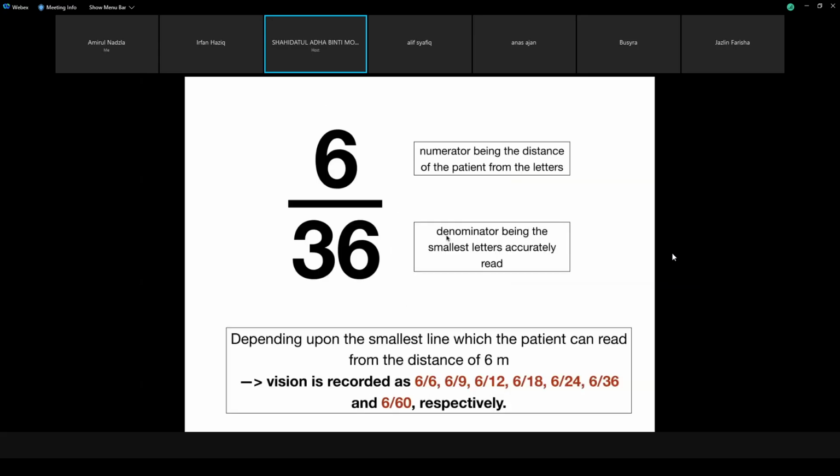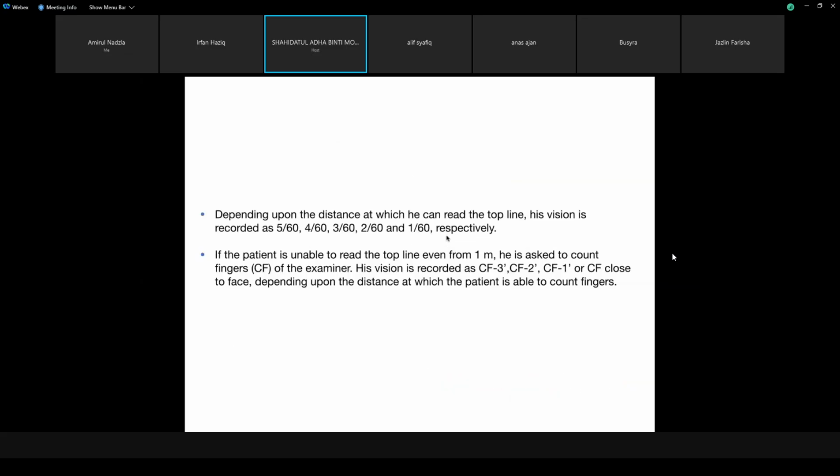Okay, so depending upon the smallest line which the patient can read from the distance of 6 meter, the vision will be recorded as 6/9, 6/12, 6/18, 6/24, 6/36, and 6/60 respectively. Okay, just now I already tell you, if the patient cannot read the topmost, so we will bring the patient forward 1 meter at one time, and then the vision will be recorded turun lah. Dia dah tak nampak dekat 6 meter, so let's say the patient can see at 5 meter. After dia gerak selangkah, 2 langkah lah untuk dapat 5 meter tu, so the vision is 5/60. Okay, then kalau tak nampak juga, bring forward lagi sampai lah tu 1/60.